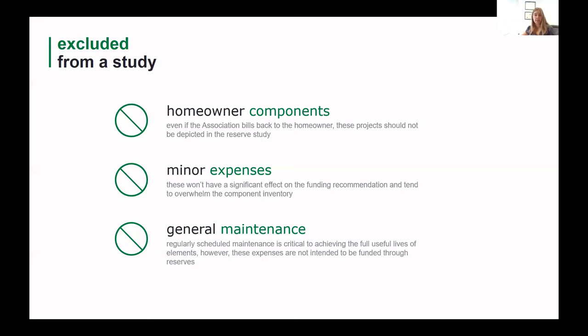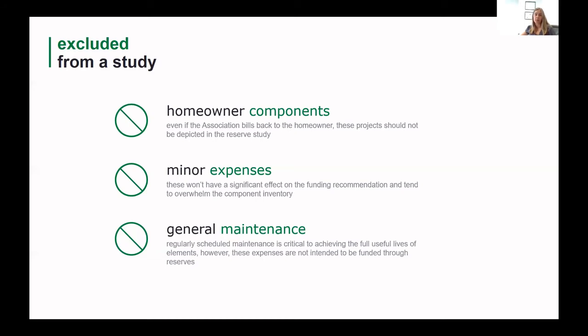We also don't want to bog the study down with those minor expenses. These ultimately won't really affect the funding recommendation, and they do overwhelm the inventory. They make it a difficult report to read and digest. So we don't want to bog it down with these really small $50, $100 expenditures. We do want to keep it higher level with those bigger costs and expenses that will really ultimately drive the necessary funding recommendations. And then we also want to exclude any general maintenance.